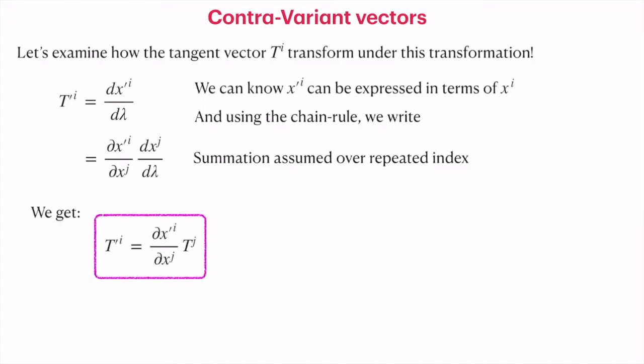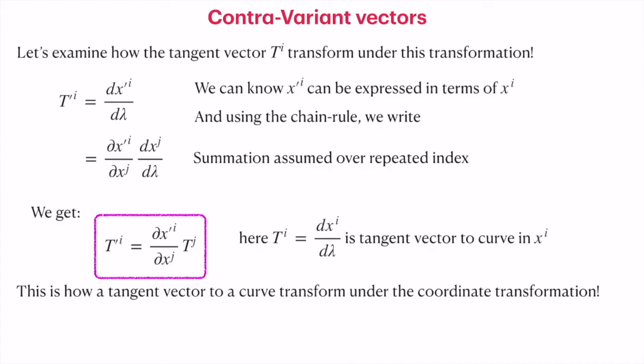We can rewrite this as t prime i equal to dx prime i by dx j into t j, where t j is the tangent vector to the curve in the x coordinate system, which is simply dx j by d lambda. So using that definition, now we have a relation between the tangent vector in the two coordinate systems, with a transformation rule. Now we can use this transformation rule for the tangent vector.